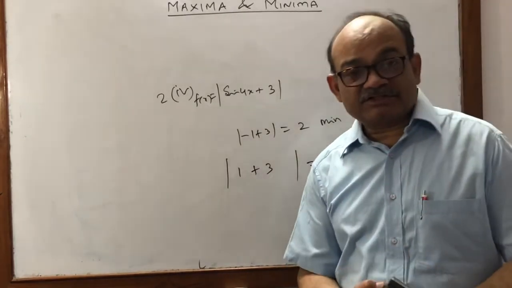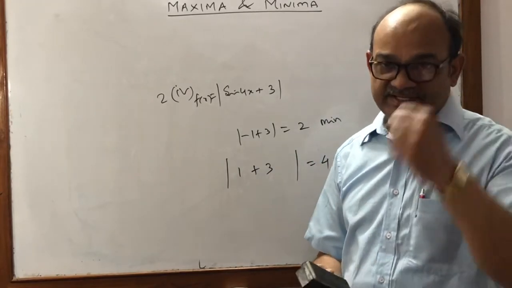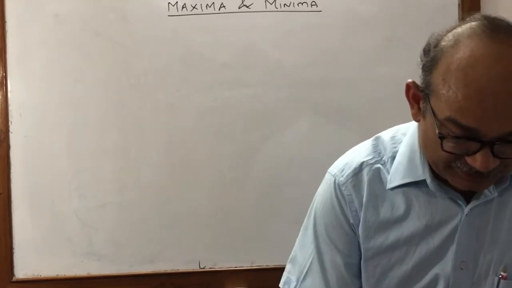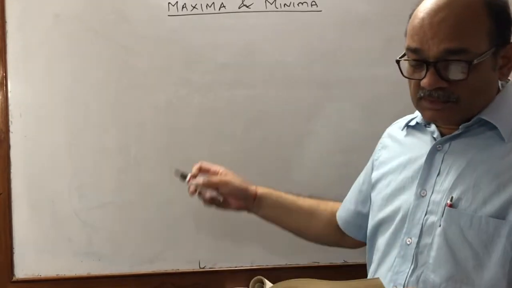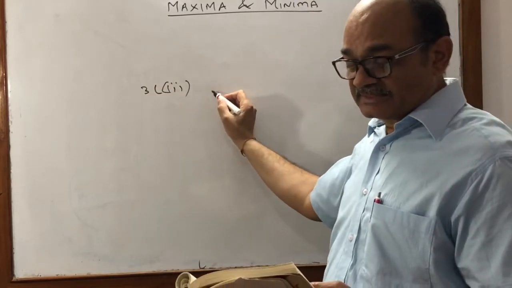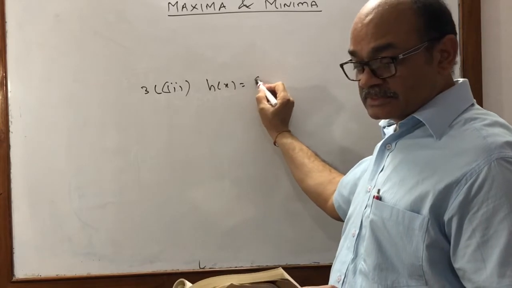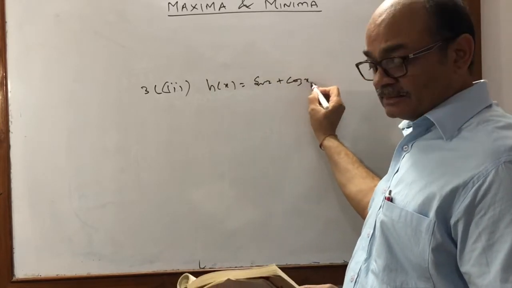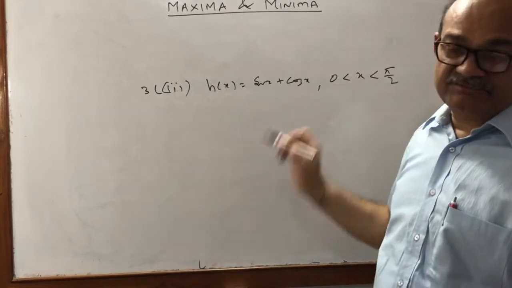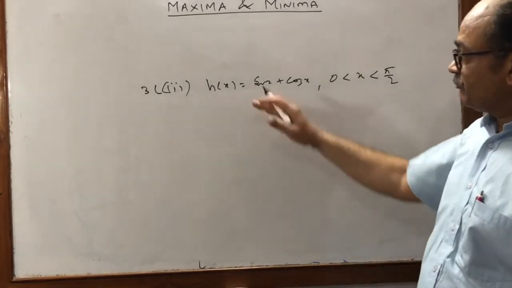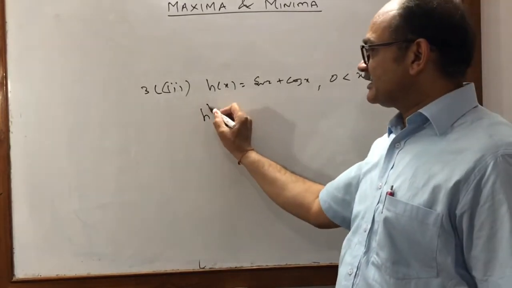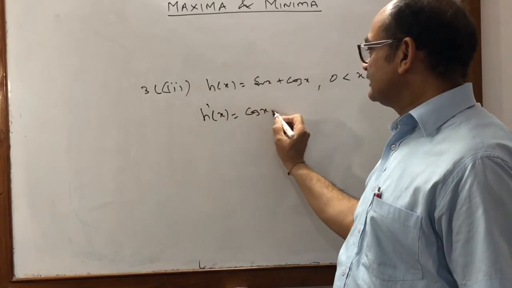Now we start the questions based on the second derivative. Say one question. Third part. Hx equals to sin x plus cos x and 0 less than x less than pi by 2. Open interval is given to you, 0 to pi by 2. And we want to use here the second derivative test. So first we start with h dash x. It is cos x minus sin x.